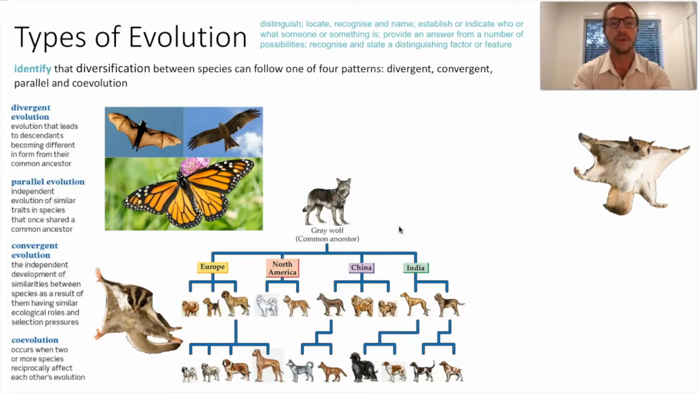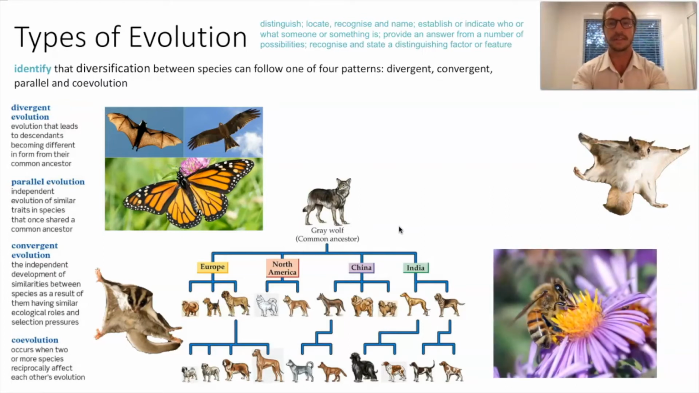Coevolution occurs when two or more species reciprocally affect each other's evolution. That is when two species head down an evolutionary pathway together. So a great example being the insects and the flowers. This bee, for example, is taking nectar from the flowers and in turn transferring some of this pollen that it lands on from the flower to another flower, and the insect and flower are both getting an advantage from that.